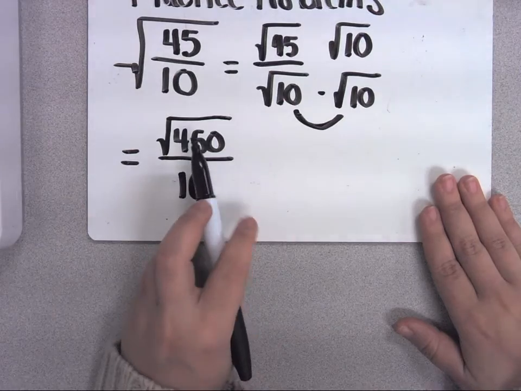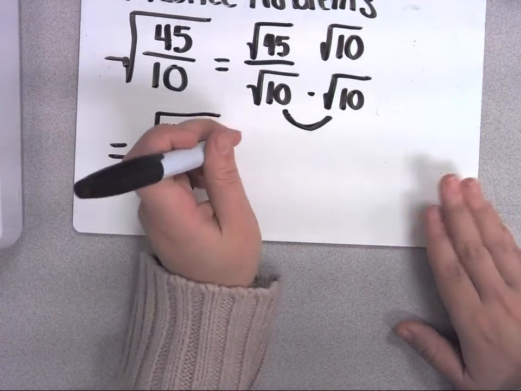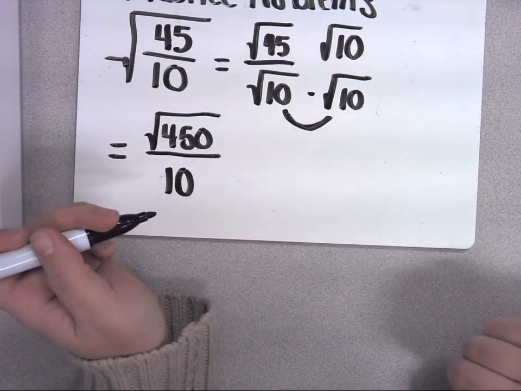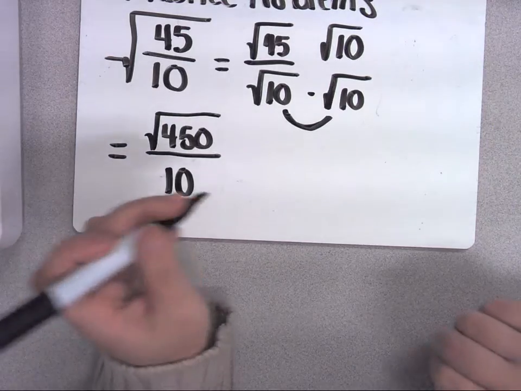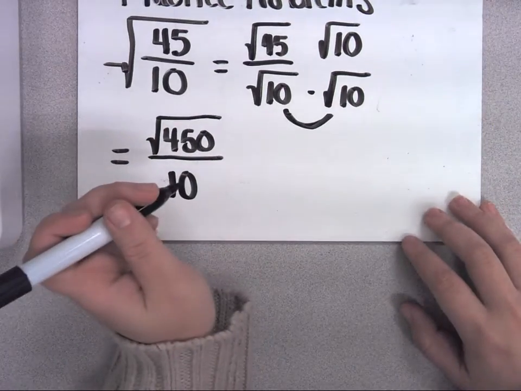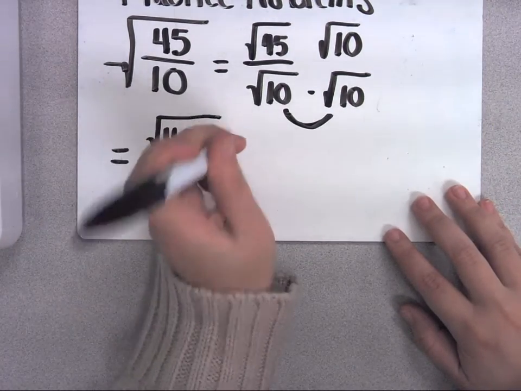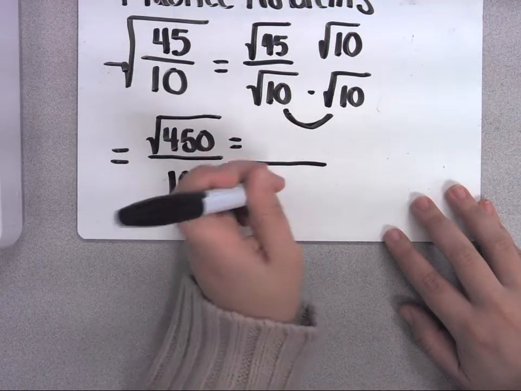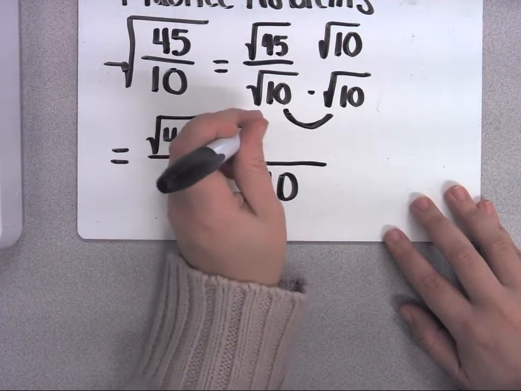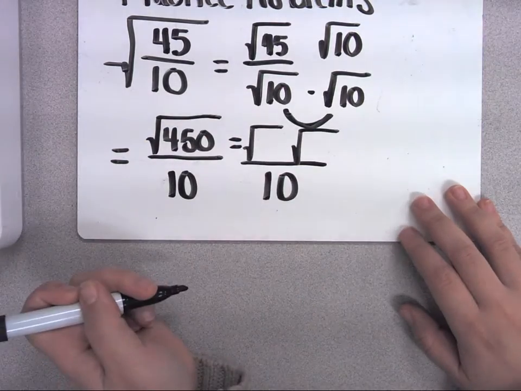We want to simplify this, right? Because it's a big number. So there are lots of ways we can simplify it. You can break it down by its squares, or you can use a factor tree. Either way, you're going to break it down. So that one is going to stay over 10, right? But this can turn into what squared times what square root?